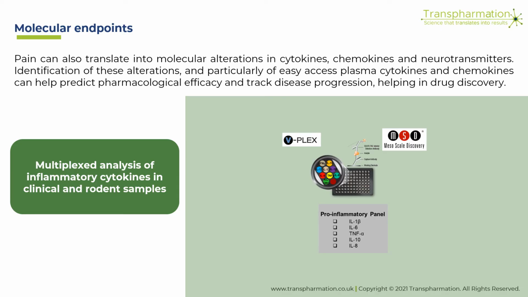Chronic pain can also translate into molecular alterations in cytokine, chemokine, and neurotransmitter profiles. Identifying these alterations will help predict pharmacological efficacy and track disease progression, which will be helpful in drug discovery.